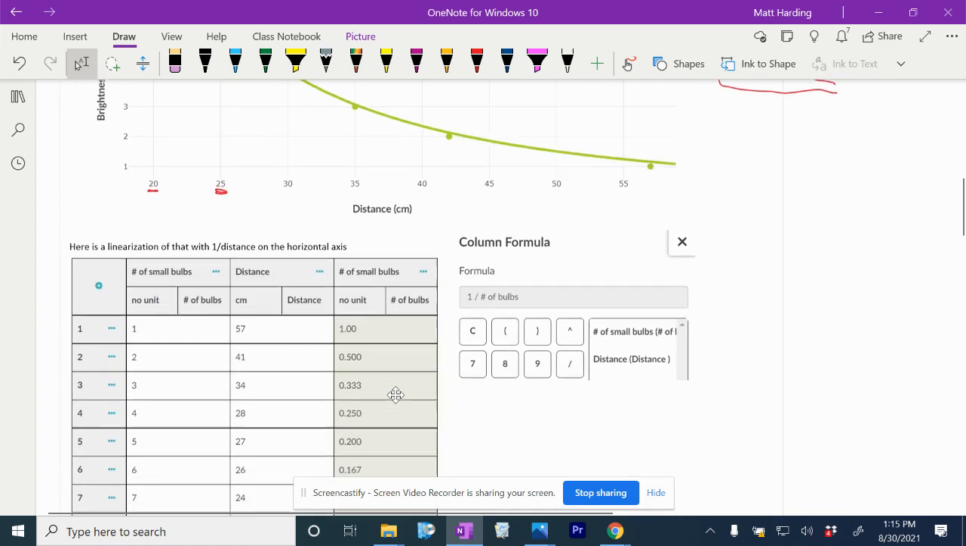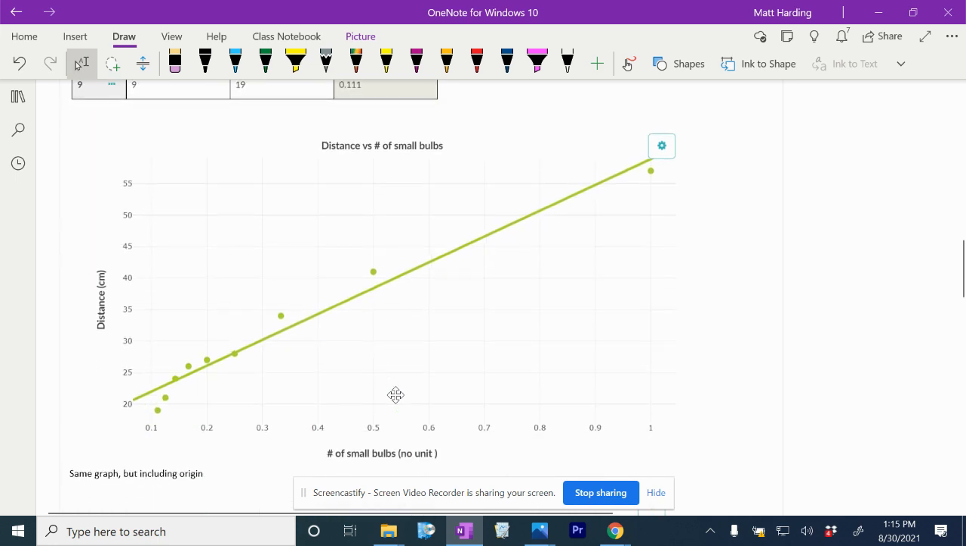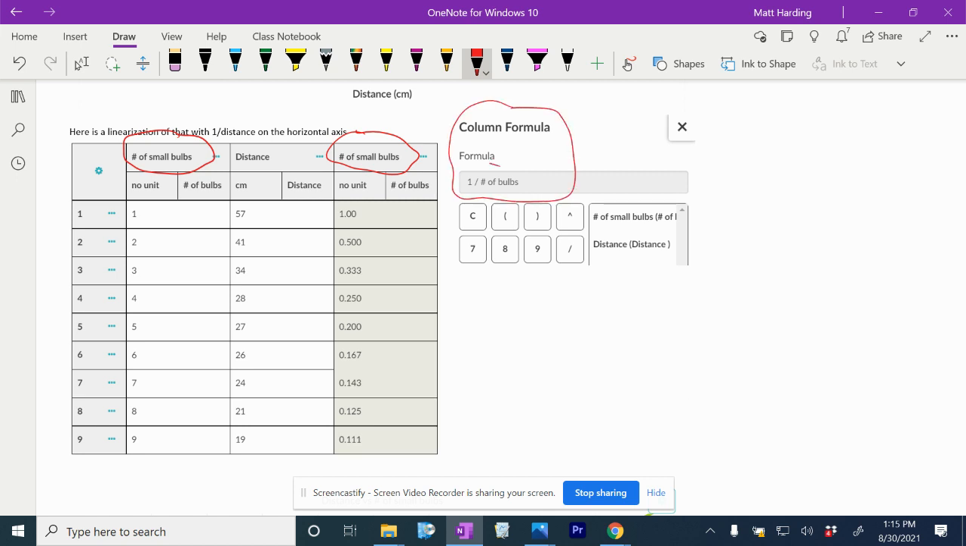If you think it's inverse, that's what my friend has here. Now, there's a couple of problems with this one. The first thing I want to point out, we've got to be careful with our labeling of columns, because those both have the same label, number of small bulbs. Anytime you do a column formula, whatever your column formula is, that's what should go here. So we want to call this 1 over number of bulbs. Okay?